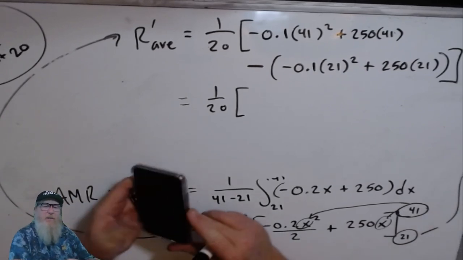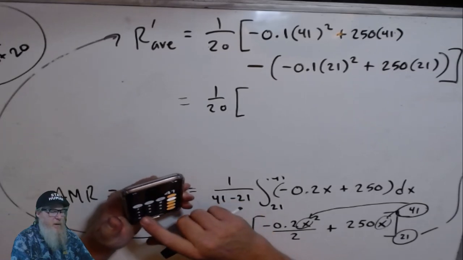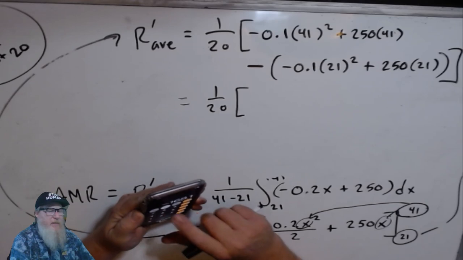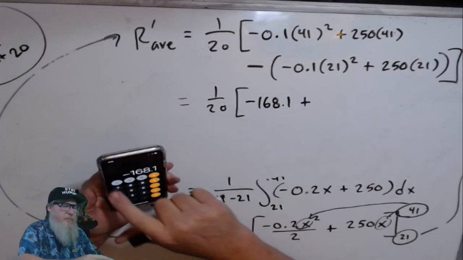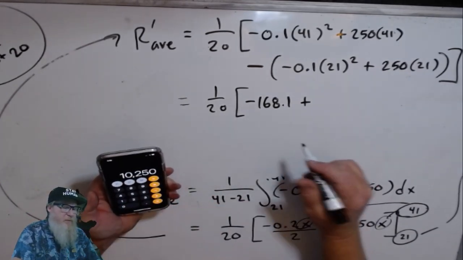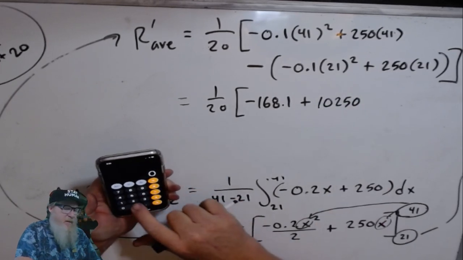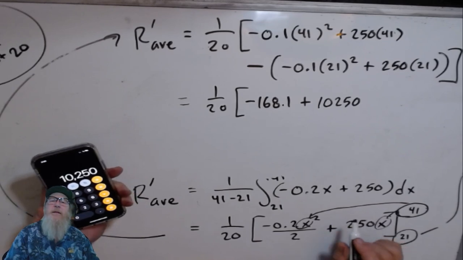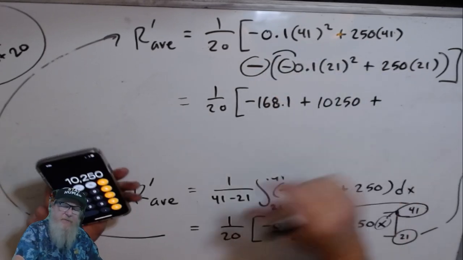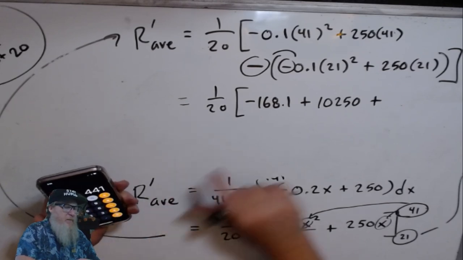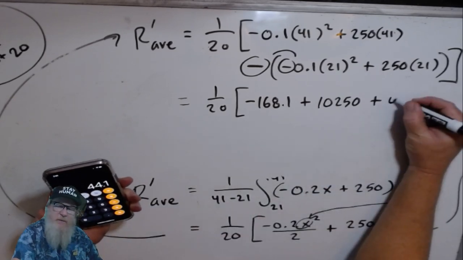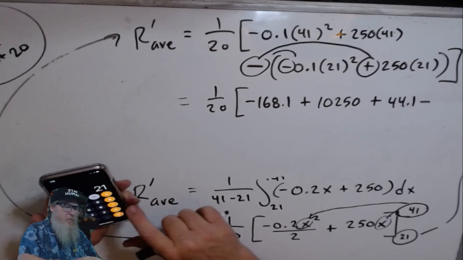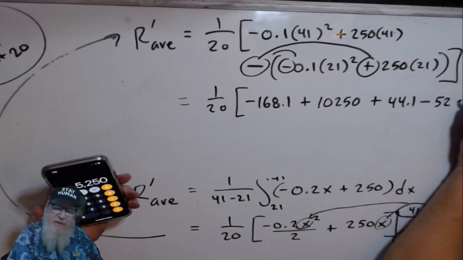All right, let's let the calculator do the work. So I've got 41 squared times 0.1 negative. So that's negative 168.1. Got 250 times 41 units. 10,250. I'm a little paranoid of making mistakes, so let me double check that. Yep, 10,250. Now this is going to be a negative, so that's going to be a positive. 21 squared times 0.1. So 44.1. And then that's going to be a negative times a positive. So that's going to be a negative 21 times 250. 5250.